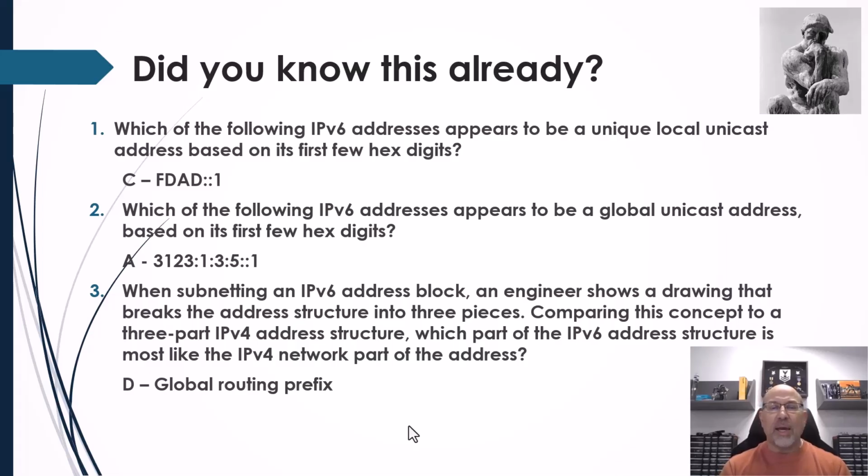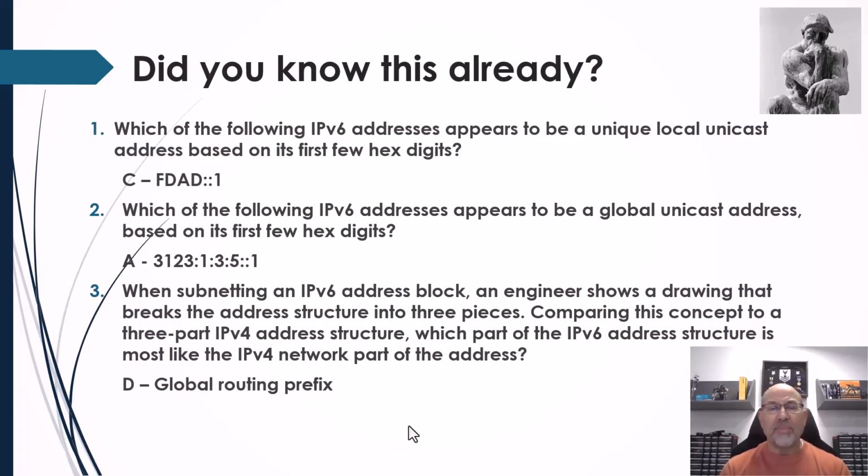Which of the following IPv6 addresses appears to be a unique local unicast based on the first few hex digits? Well, now we know that unique local addresses begin with FD. And so that was the answer, Charlie there, or C.